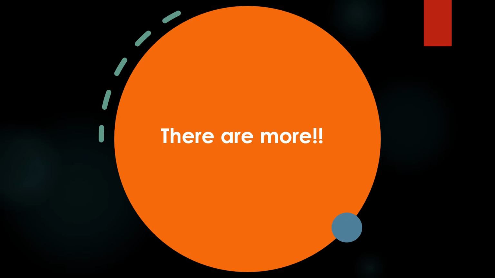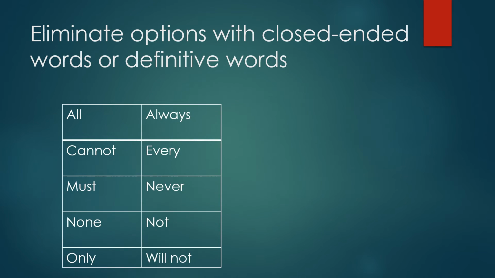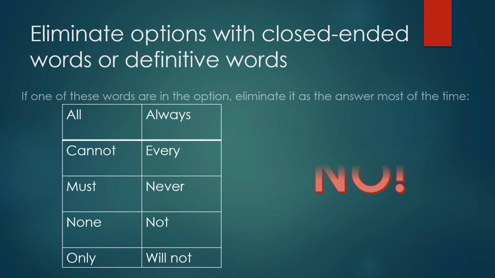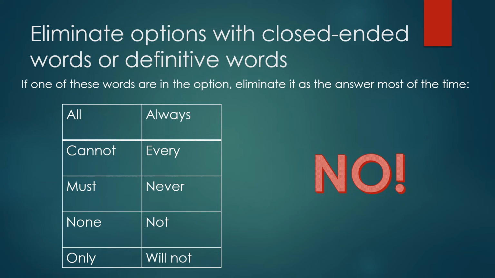There are more test-taking strategies which we are about to discuss. Eliminate options with closed-ended words. Closed-ended words include all, always, cannot, every, must, never, none, not, only, and will not. If one of these words is in the option, then you can eliminate it as the answer most of the time. If the response by the client will be a yes or no, then it may also be incorrect. Open-ended questions are preferred in therapeutic communication because they open the door for conversation and clarification.